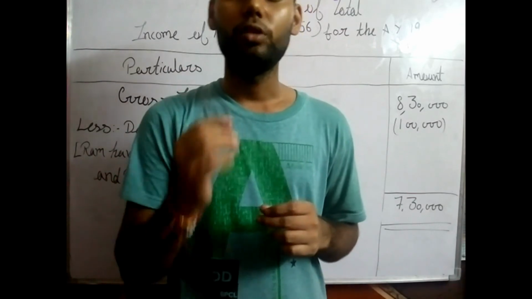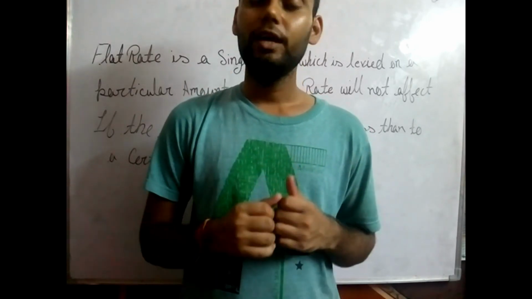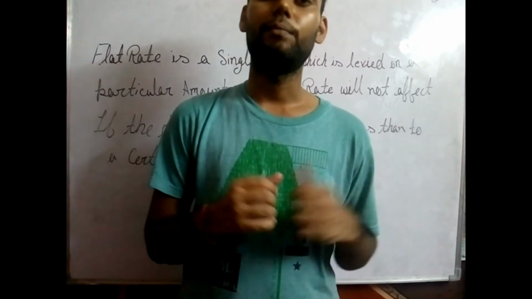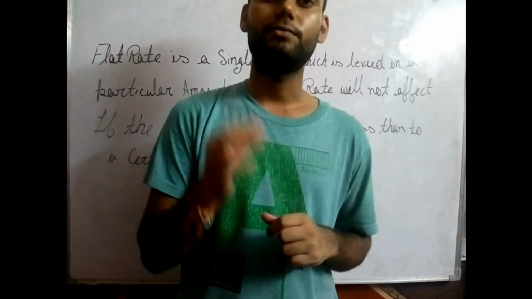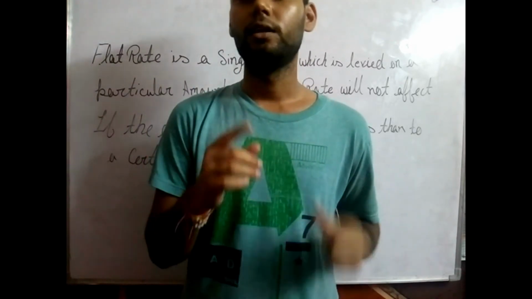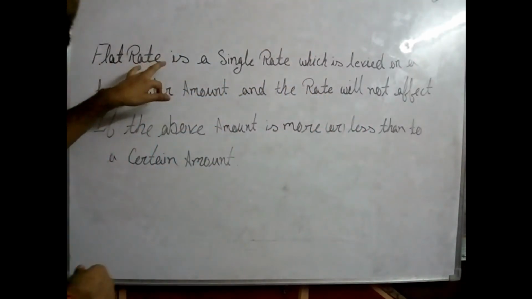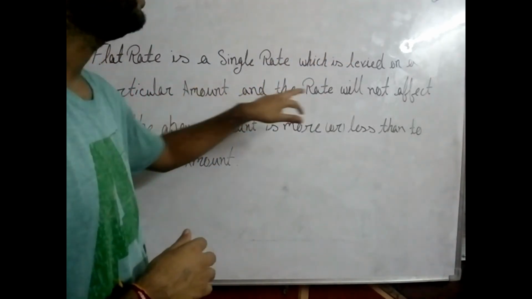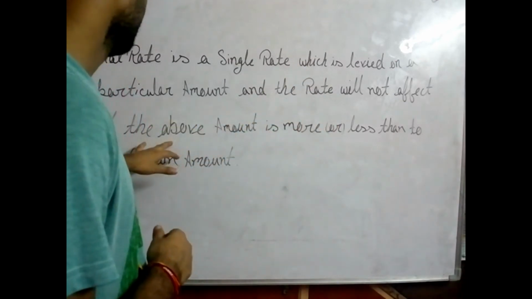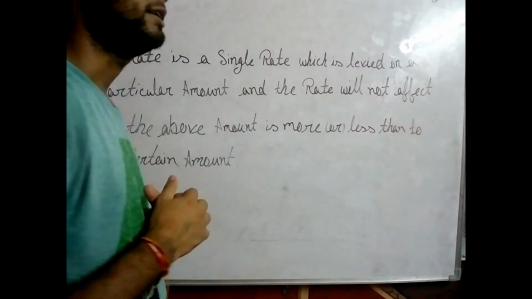Now we learn how to compute tax liability. But before that, we have to know what is flat rate and slab rate. Why do we have to know this? Because income tax has two rates of tax, one is flat rate and the other is slab rate. First we learn what is flat rate. Flat rate is a single rate which is levied on a particular amount, and the rate will not change if the amount is more or less than a certain amount.